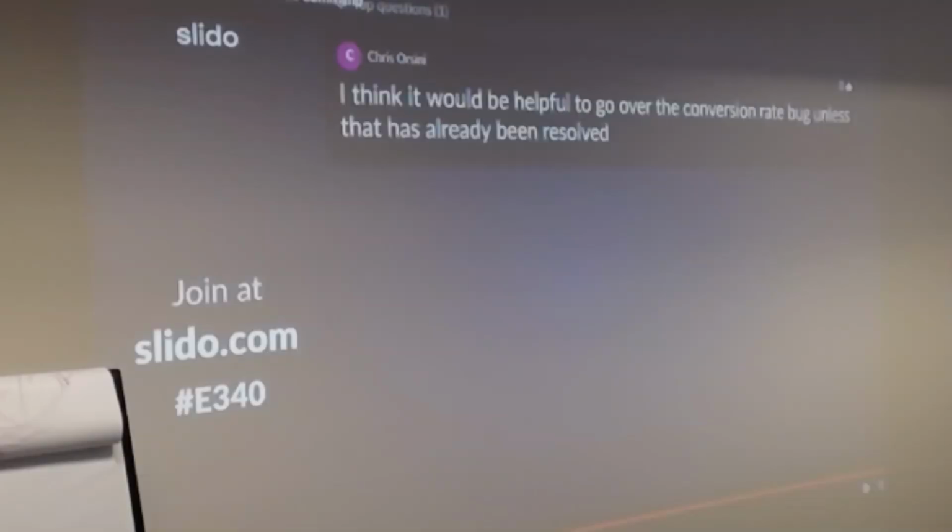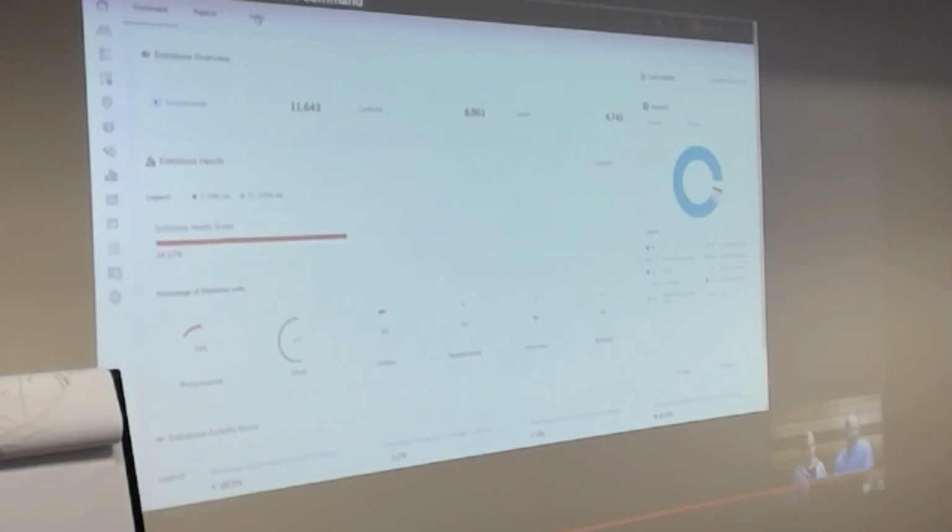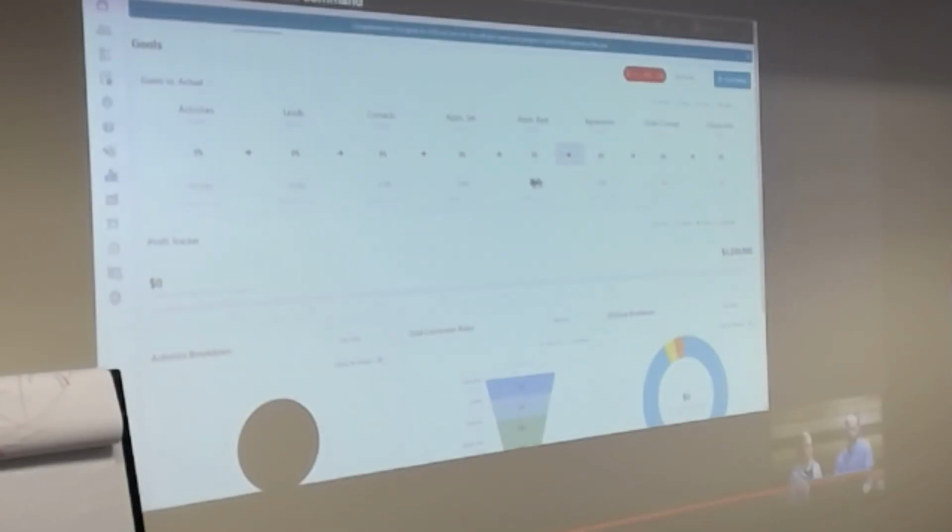I think it'd be helpful to go over the conversion rate bug unless that's already been resolved. That's something that's being worked on right now. There's not a fix in there just yet. So it is something that the team is aware of. And I would hesitate to say not to go in there or something because you think that's buggy.